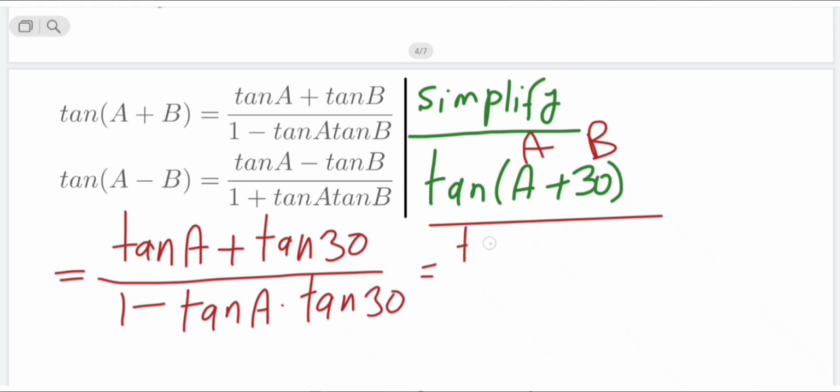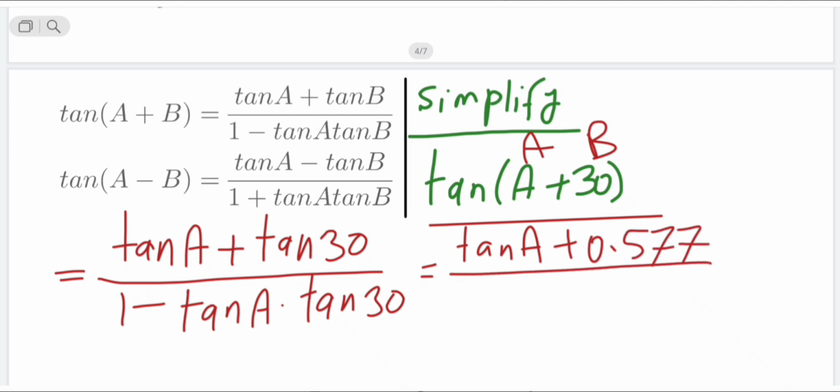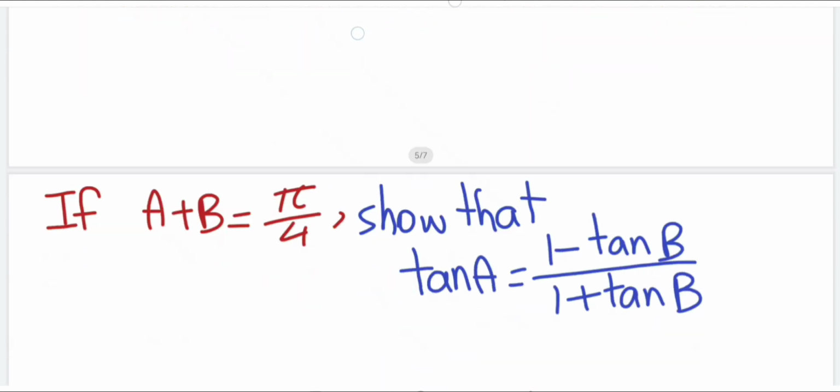So tan A plus tan B, and tan 30 by using a calculator we can find equals 0.577, over 1 minus tan A tan B with 0.577. This is the answer. Okay, look at the next.